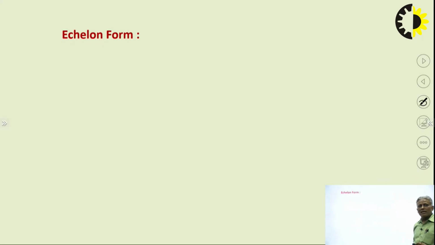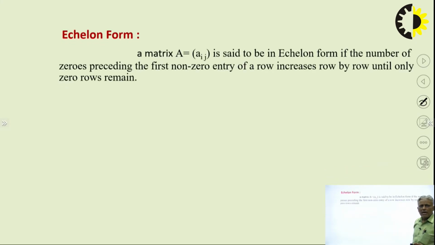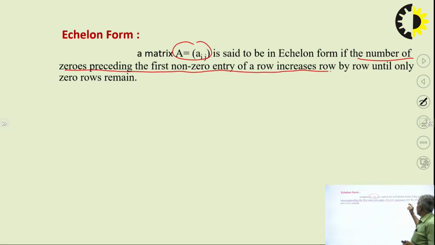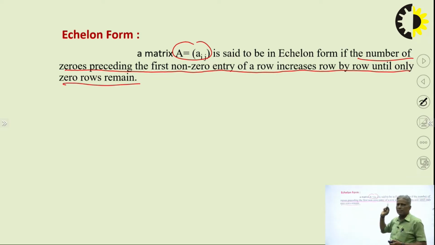Another form is the echelon form. What is echelon form? A matrix A = [aij] is said to be in echelon form if the number of zeros preceding the first non-zero element of a row increases row by row until only zero rows remain. That means this is also known by another name, UTM or LTM: the lower triangular matrix and upper triangular matrix are other names of the echelon form.